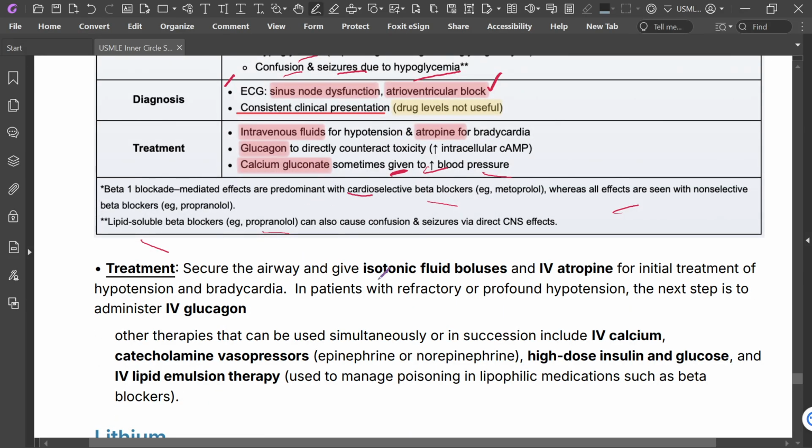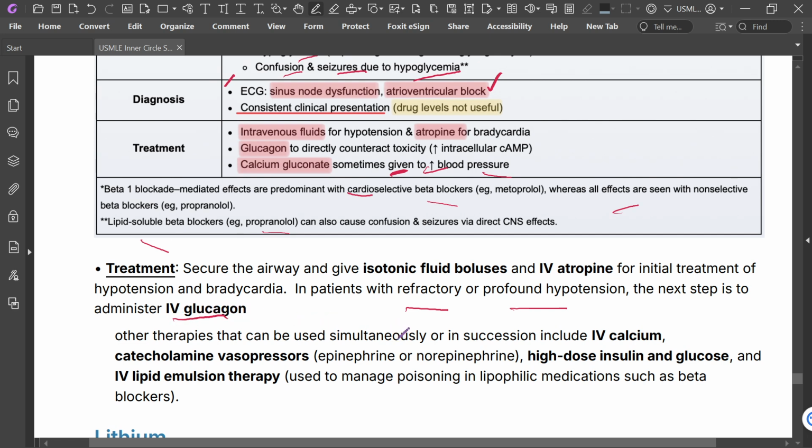Treatment: secure the airway, give an isotonic fluid bolus and IV atropine for initial treatment of hypotension and bradycardia. In patients with refractory or profound hypotension, the next step is to give IV glucagon.